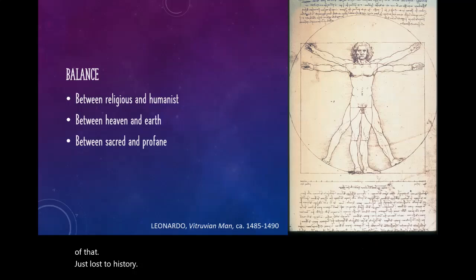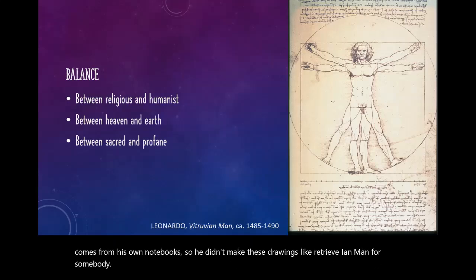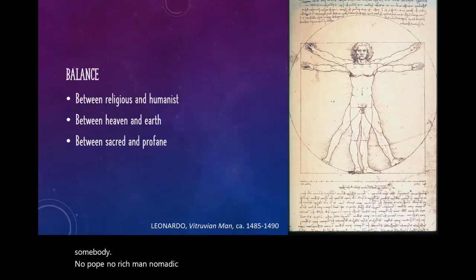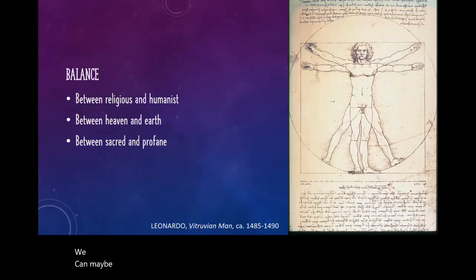The simplest and also the most complex work of Leonardo comes from his own notebooks. So he didn't make these drawings like Vitruvian Man for somebody. No pope, no rich man, no Medici commissioned him to draw this. This is an idea of that balance where we can maybe say more about Mona Lisa because it's Leonardo, because it's high Renaissance.